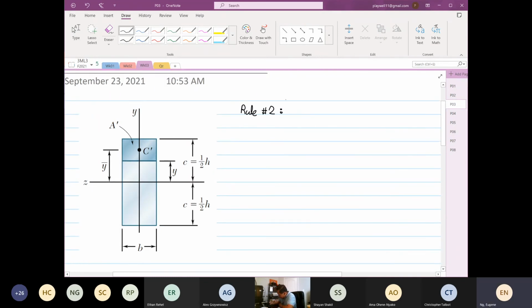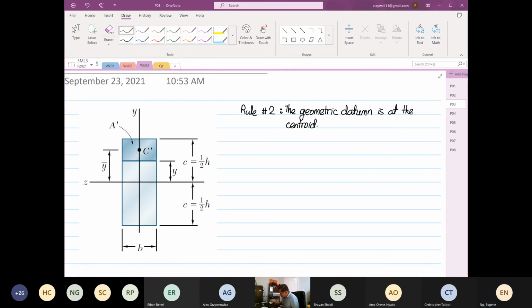The geometric datum is at the centroid. So what do I mean by that? What do I mean by that?